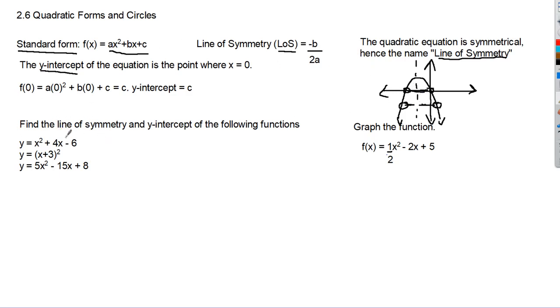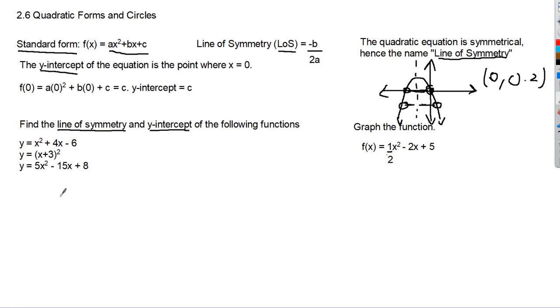So we're going to find the line of symmetry and the y-intercept for the following functions. Now, the y-intercept of the equation is the point where x is equal to 0. So in this point is where x is equal to 0. We could see that the y-intercept is around, I'd say, 0.2. That's the y-intercept. So if you look at these equations, you can just cross the x squared out, cross the 4x out, and then you'll get the y-intercept.